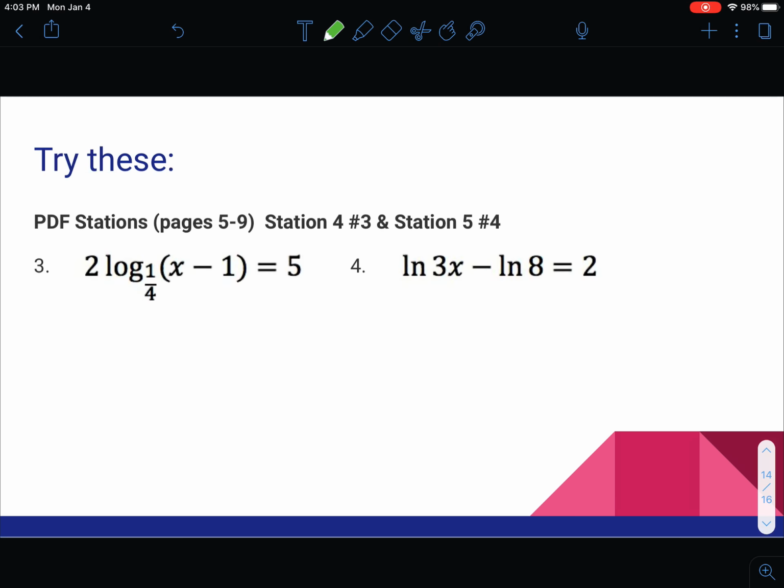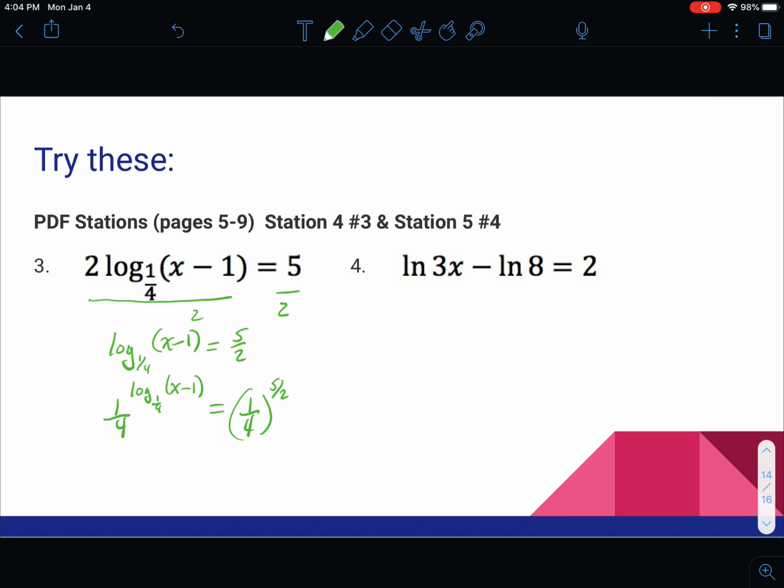Okay, so let's take a look at this first one. The first thing I'd want to do here is divide both sides by 2. So we have log base 1/4 of x minus 1 equals 5/2. Now I'm seeing again, I have my variable stuck in this logarithmic function. So this is when we need to do the exponentiating. So I get that same base and I write it as an exponent, 1/4 raised up to the log base 1/4 of x minus 1 is equivalent to 1/4 raised up to the 5/2 power.